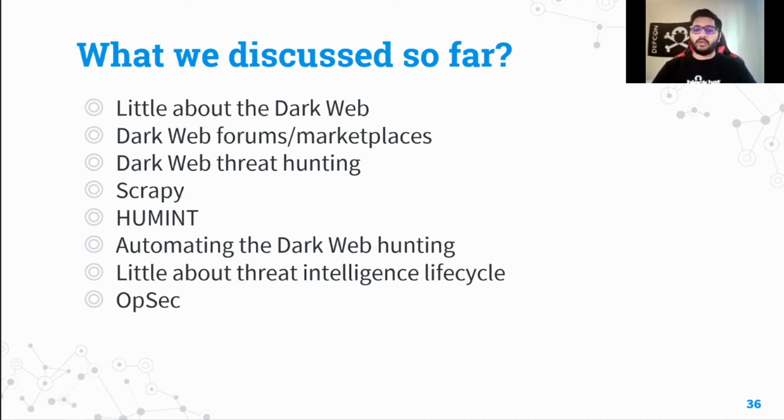We talked about a tool, specifically Scrapy, because that's an important tool that you can use to automate all of this. We talked about human intelligence, and again, how you can automate. We talked about one example of automating this whole architecture. We talked about the threat intelligence lifecycle and how everything fits into one picture. And we talked a little about OPSEC and how you can use a few steps to maintain it.